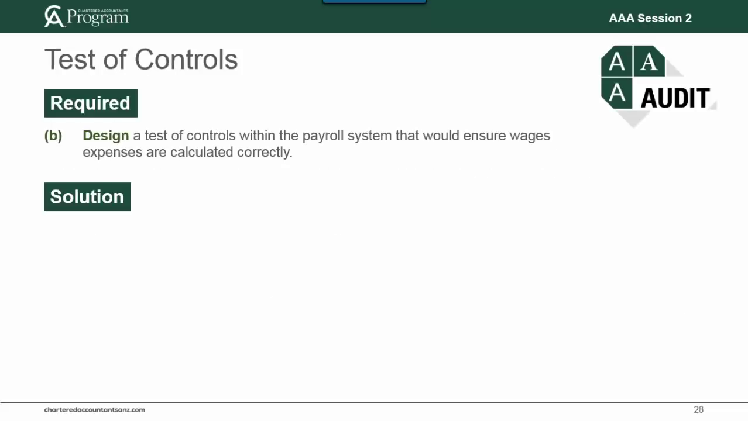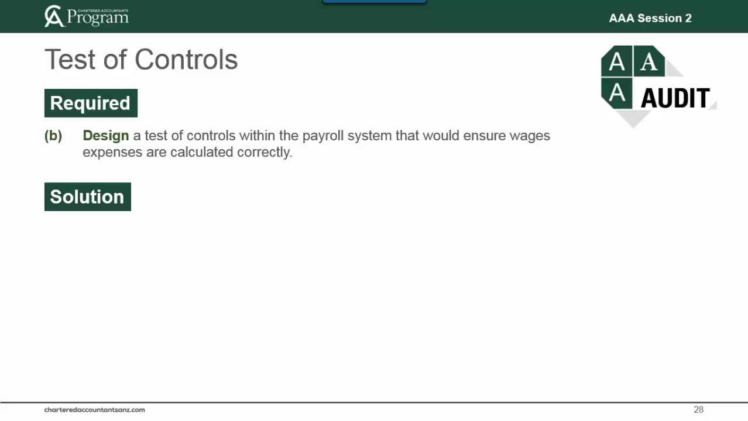So now let's go back to the required part B and answer this question. As mentioned in our previous slide, we always start with the risk of material misstatement, in this instance focusing on the accuracy assertion for payroll expenses. In this scenario, it's pretty simple. Payroll expenses are a function of pay rate multiplied by the hours worked. For this to be materially misstated, either the rates are wrong or the hours are wrong, or both.